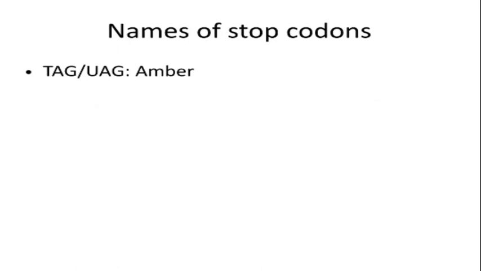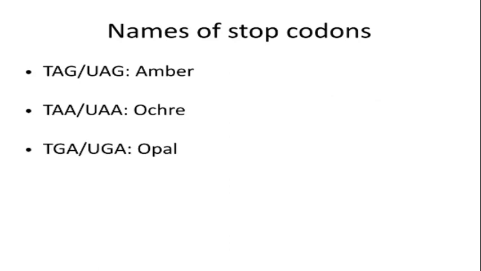UAG is described as amber. UAA is described as ochre. And lastly, UGA is described as opal.